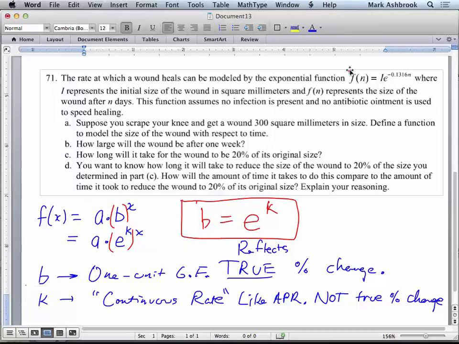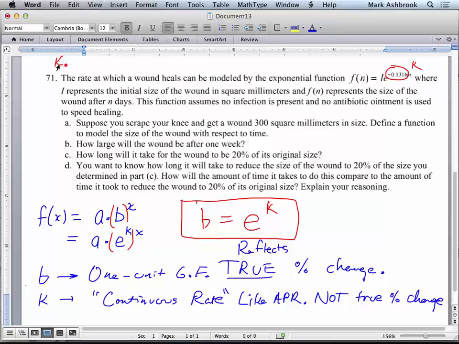So we've got this function here. Which form is the function given in? F of n is I e to the negative 0.1316n. First or second? Clearly given in the second form, right? So what can we extract from that? What do we know, given that function? We know that k is negative 0.1316. It's giving us the value of k right there.